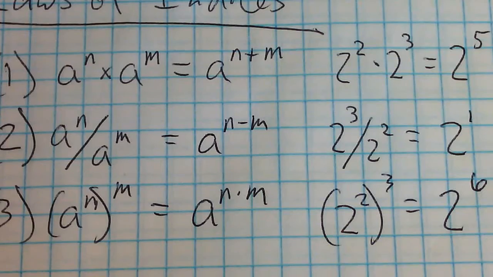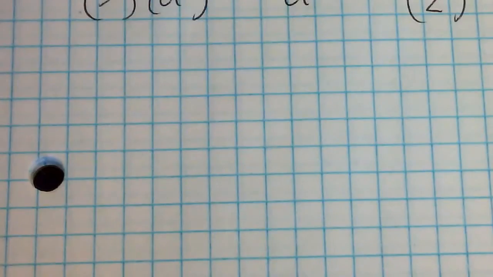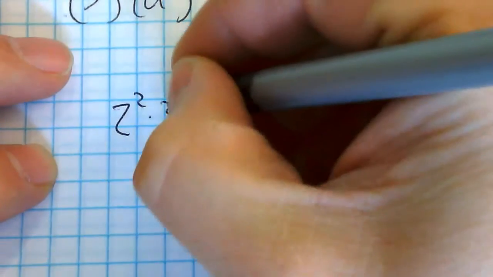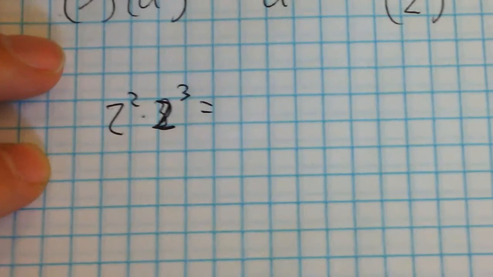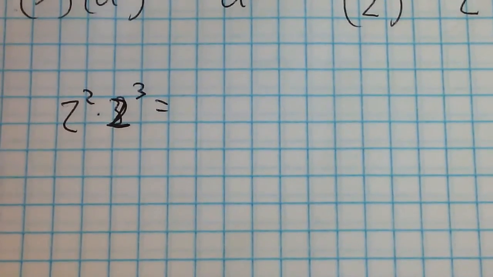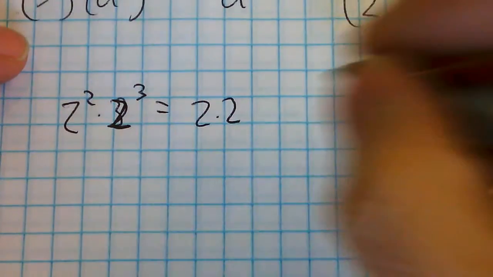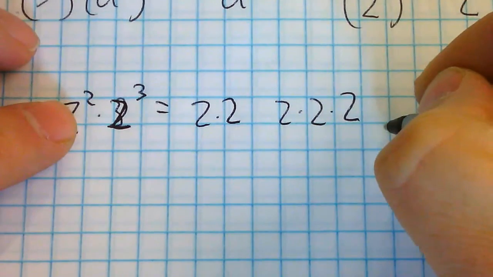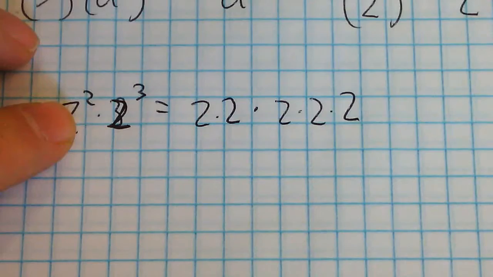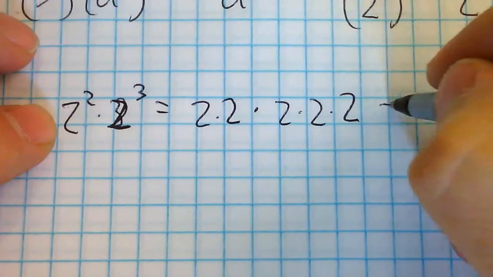All right, now let's say you forget one of these laws. What you always can do is write it out. So in my first example, I had 2 squared times 2 to the third. Okay, well think back to what does 2 squared mean? 2 squared means 2 times 2. And then 2 to the third means 2 times 2 times 2. And when I multiply those two things together, I have 2 times 2 times 2 times 2 times 2, which is 2 to the fifth.